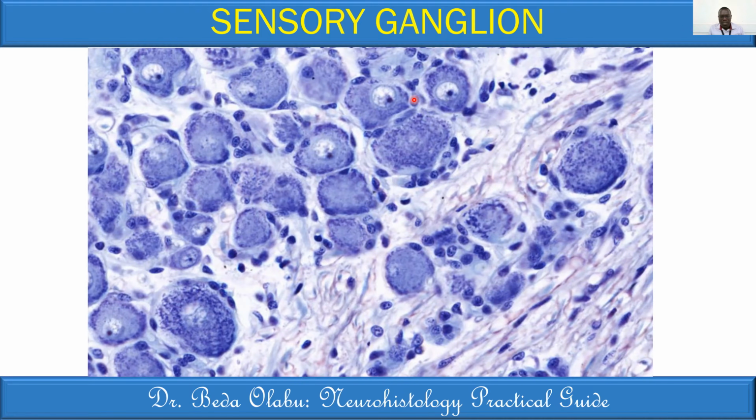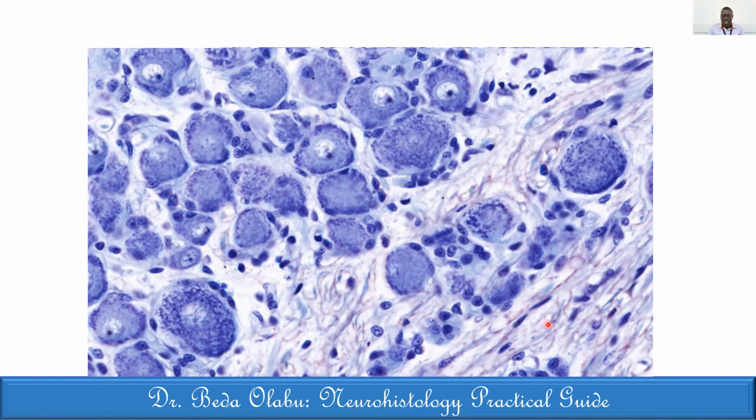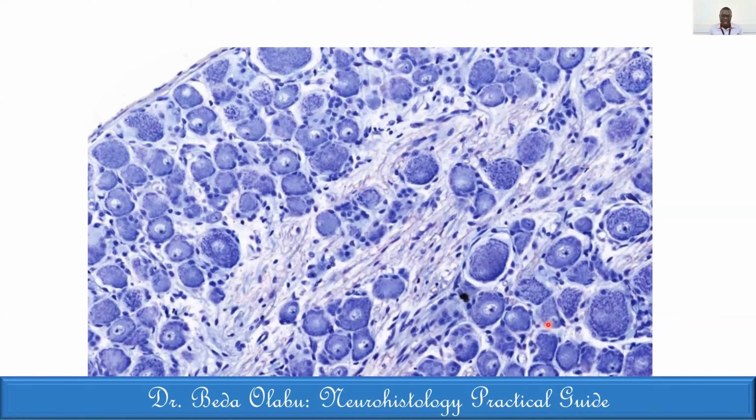But remember, these pseudounipolar neurons have some processes arising from them. And so those processes are the ones which constitute the fibers which interpass a sensory ganglion, which you can see here. So these axonal fibers are the ones which arise from the cell bodies of a sensory ganglion.